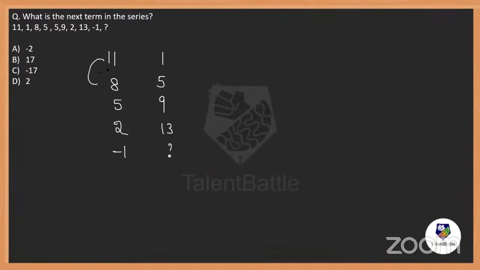8, 11 and 8. What's the logic between 11 and 8? 11 minus 3 is 8. 8 minus 3 is 5. 5 minus 3 is 2. 2 minus 3 is minus 1. So that's correct. So actually there is no necessity for you to figure out this one.